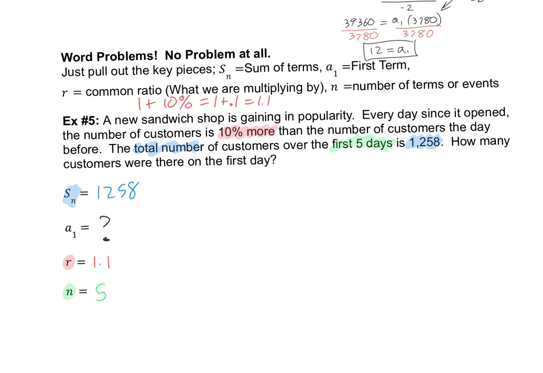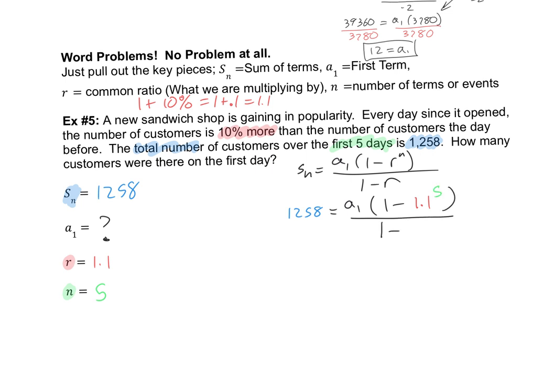All right, well, let's just use the same formula we've been doing. I'm going to rewrite the formula here so we can look at it as we go: my sum equals the first term times 1 minus r to the n power, all over 1 minus r. Well, for me, my sum is 1258 equals the first term, which I don't know, parentheses 1 minus the common ratio, which is 1.1, to the nth power, which is 5. All of that is over 1 minus a common ratio of 1.1.